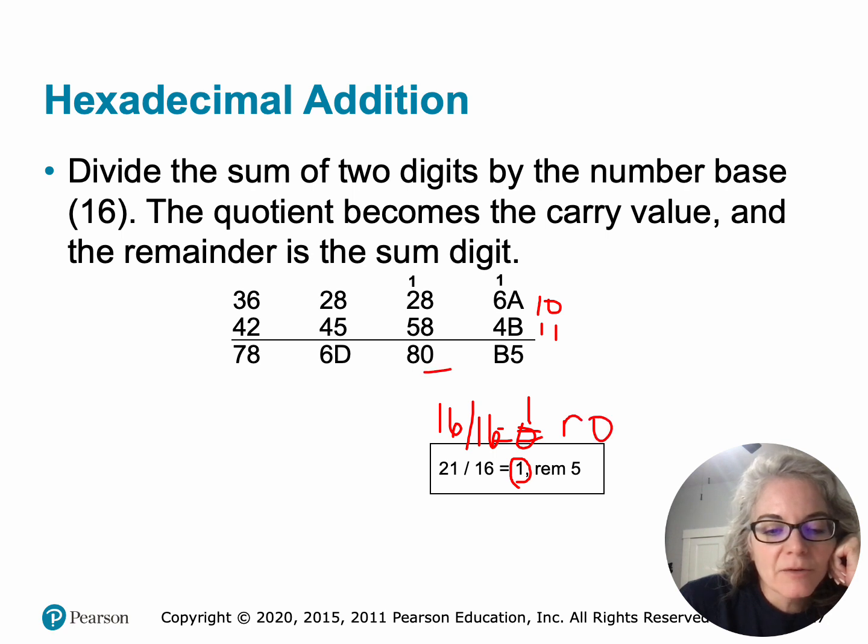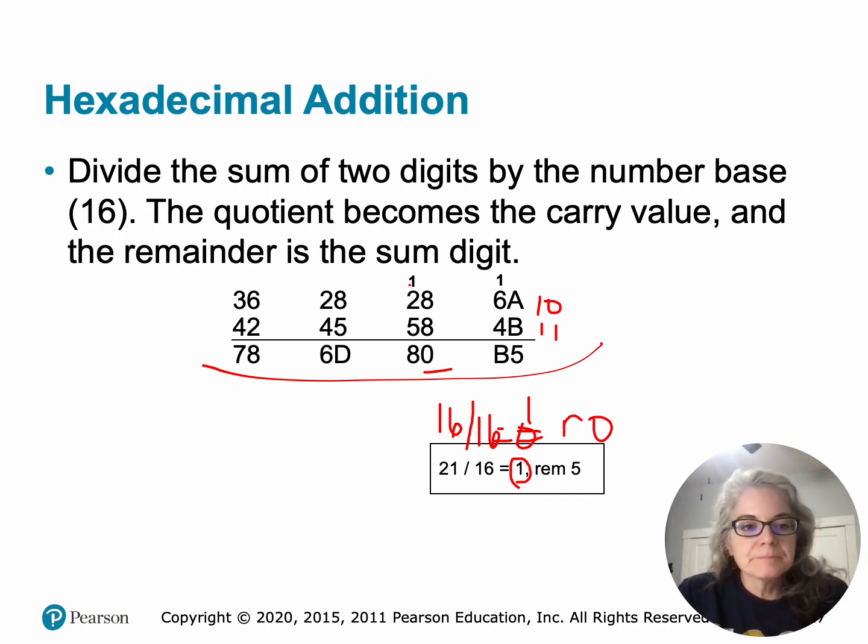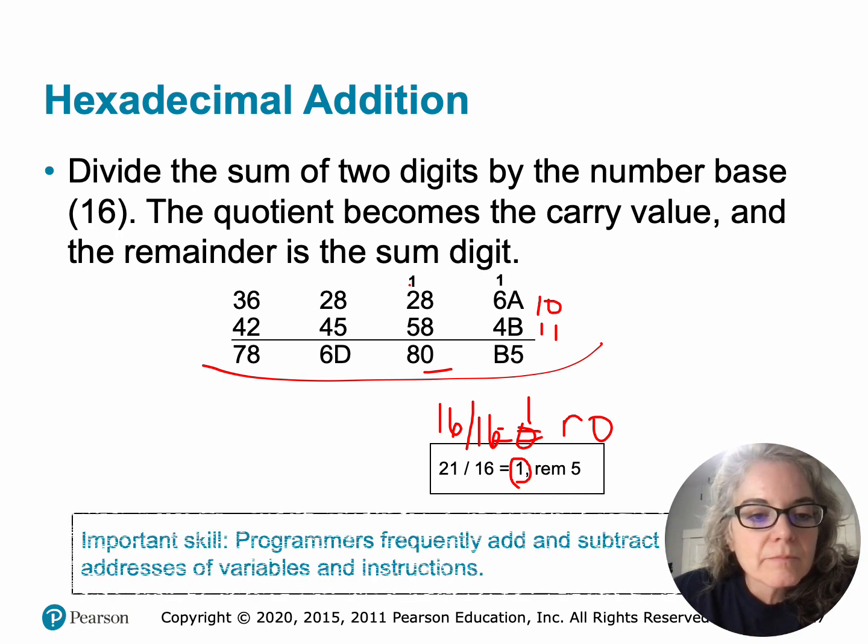So this is the remainder, and 1 is the carry. 5, 6, 7, 8. 8, 9, 10, 11, 12, 13. D is 13. 4, 5, 6. 6, 8. 4, 5, 6, 7. Boom. That's addition with hexadecimal numbers. And here at the bottom, it just tells you that it's an important skill. Programmers frequently add and subtract the hexadecimal addresses of variables and instructions.